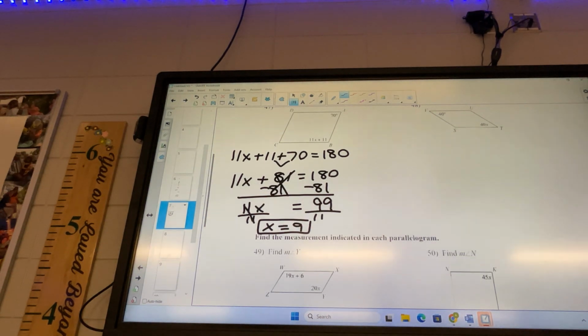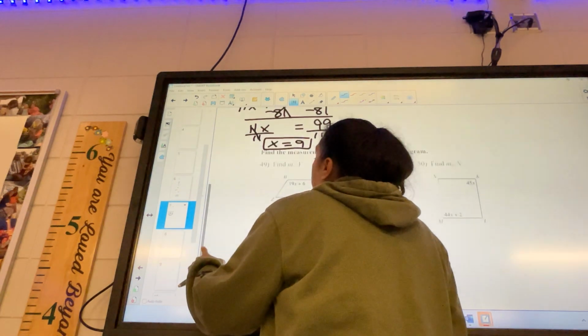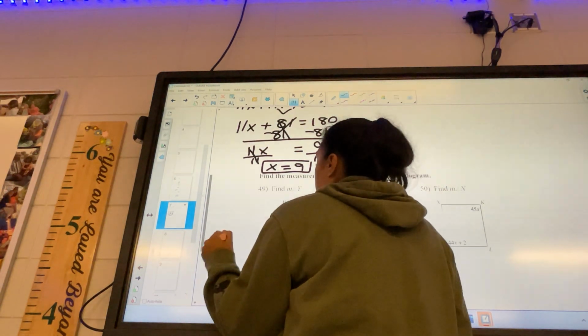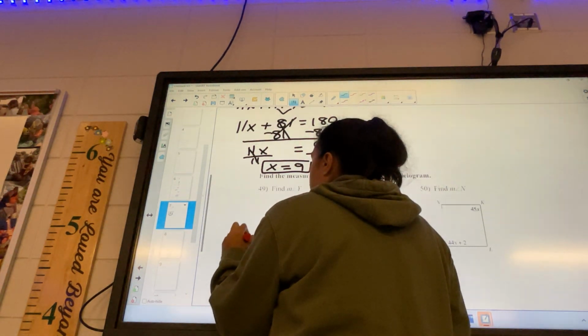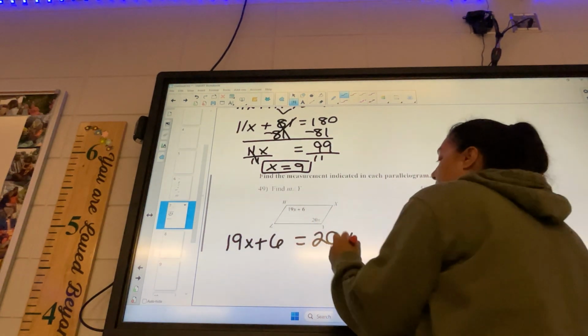Okay, 49. Are those on opposite corners, or are they equal? They're in opposite corners. I said that wrong. Are they opposite corners, or are they equal? They are equal because they're on opposite corners. So you're going to say 19x plus 6 equals 20x.